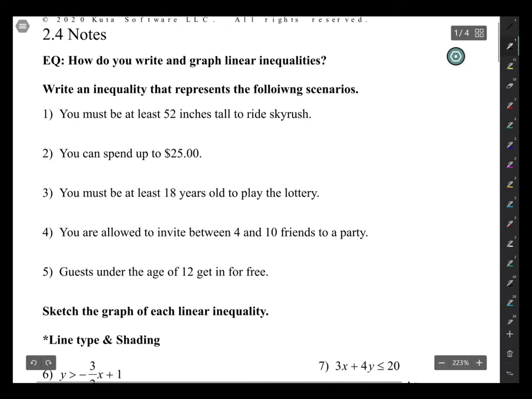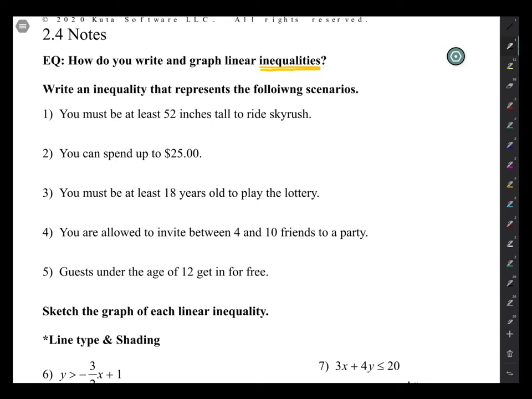Today, how do you write and graph linear inequalities? Write an inequality that represents the following scenarios. Inequalities are something that really are rather applicable in life. You may not recognize it, but in many scenarios, such as you must be at least 52 inches tall to ride Skyrush, that is kind of like an inequality.